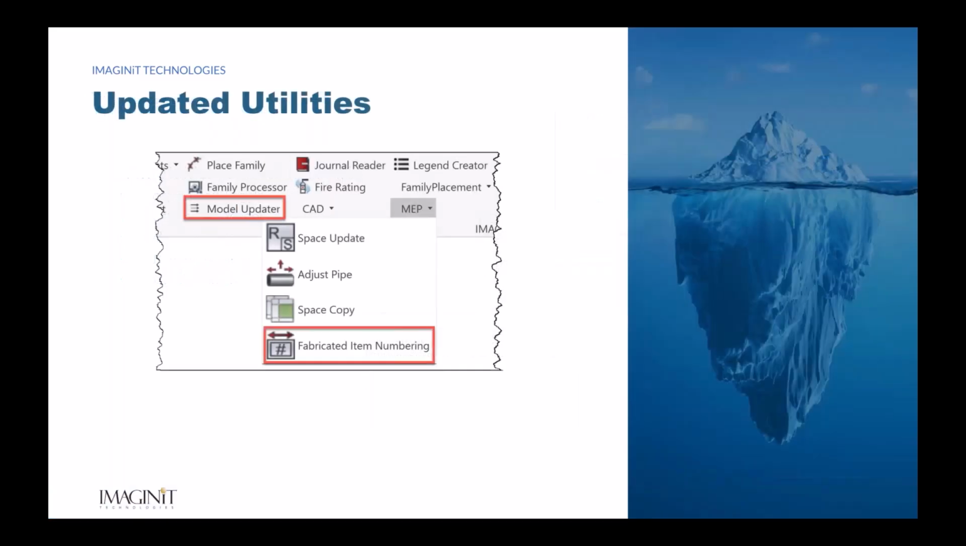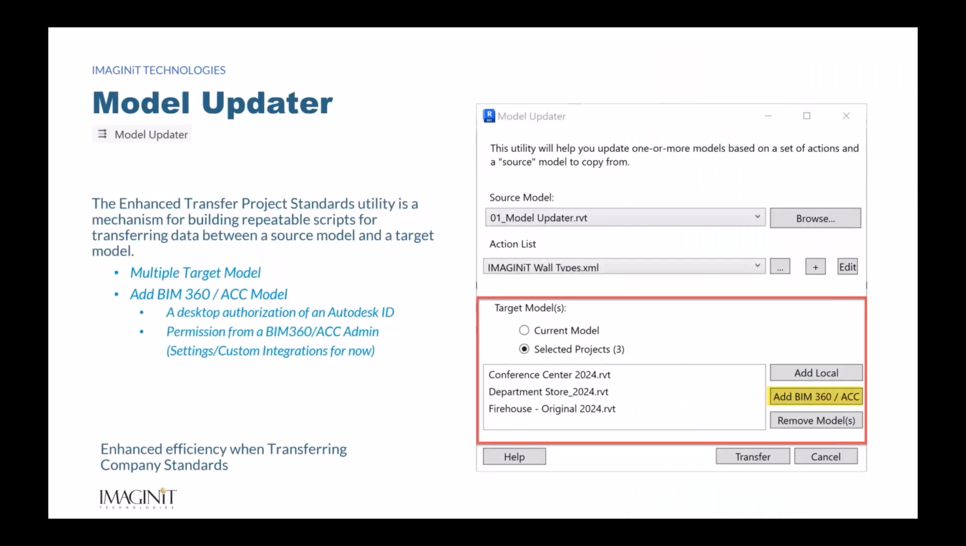So when we look at some of the update utilities, I've adjusted my ribbon a little bit from what Joe had, so you'll see that they're maybe a little off from Joe's picture earlier, but again, you're going to find these right in the actual ribbon itself, and then the fabrication item is going to be in the drop down under the MEP section of the tools. So let's start off with the Model Updater.